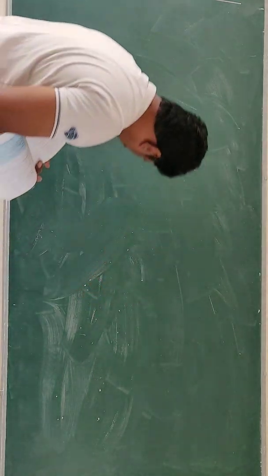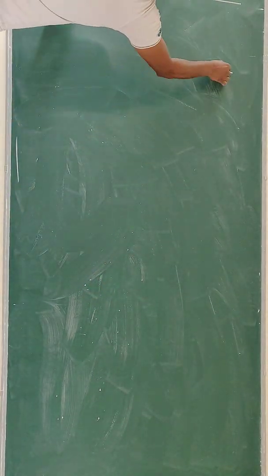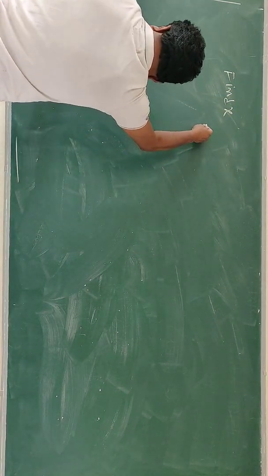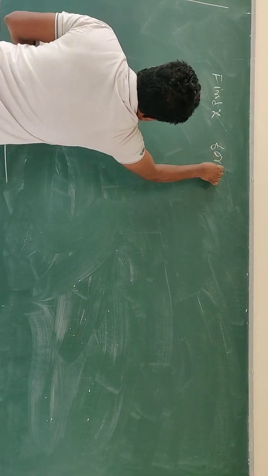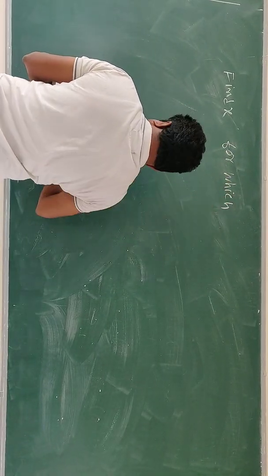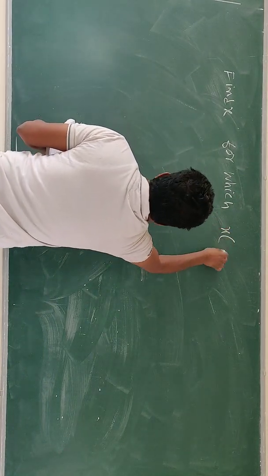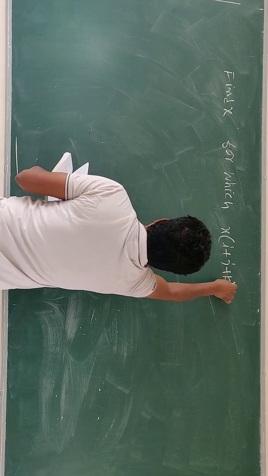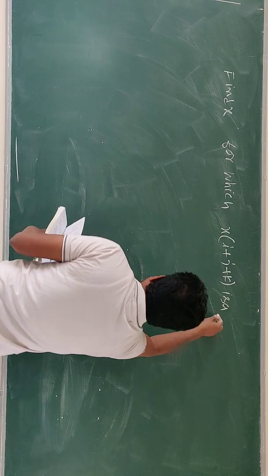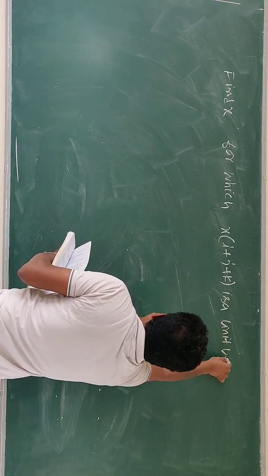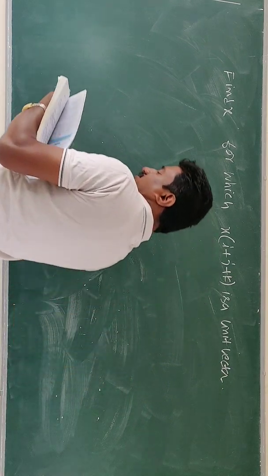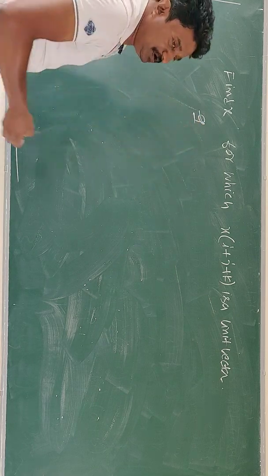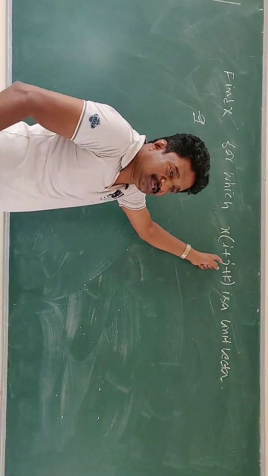So next question, find the value of x. Find x for which x into i plus j plus k is a unit vector. It's a so easy question for 2 marks, students. So look at this. It is given that this vector is a unit vector.